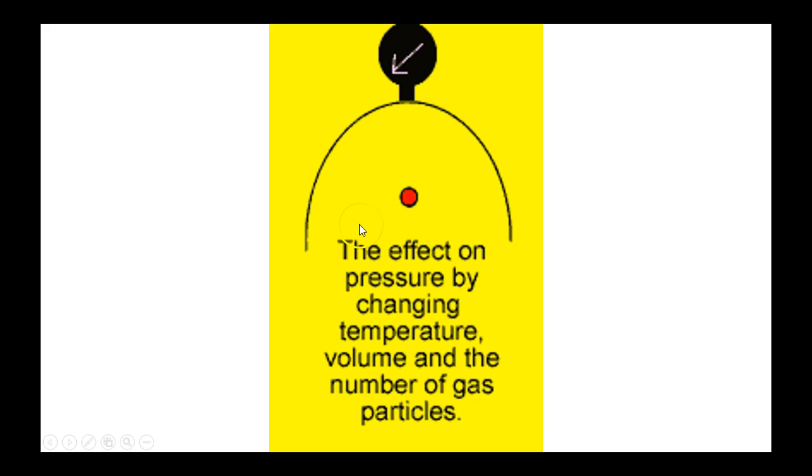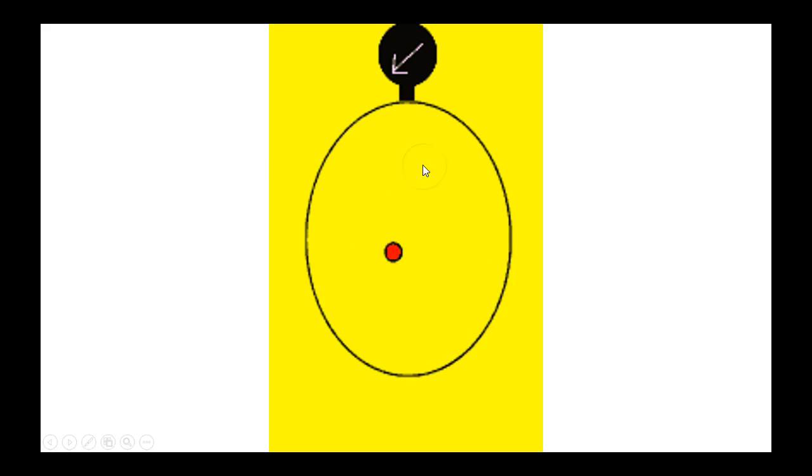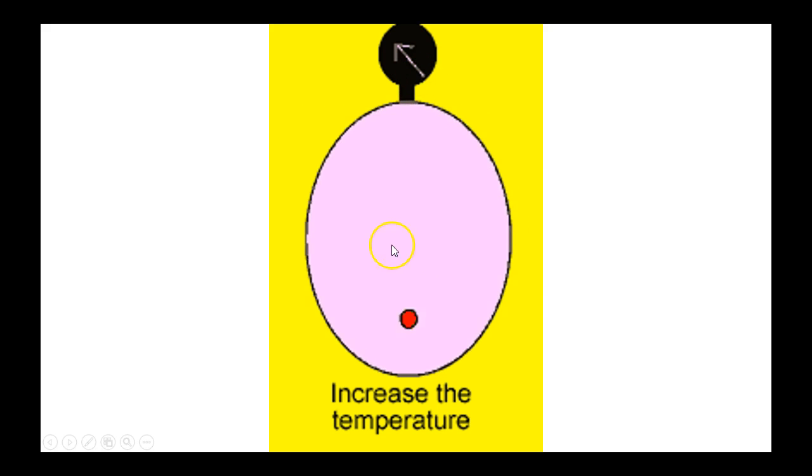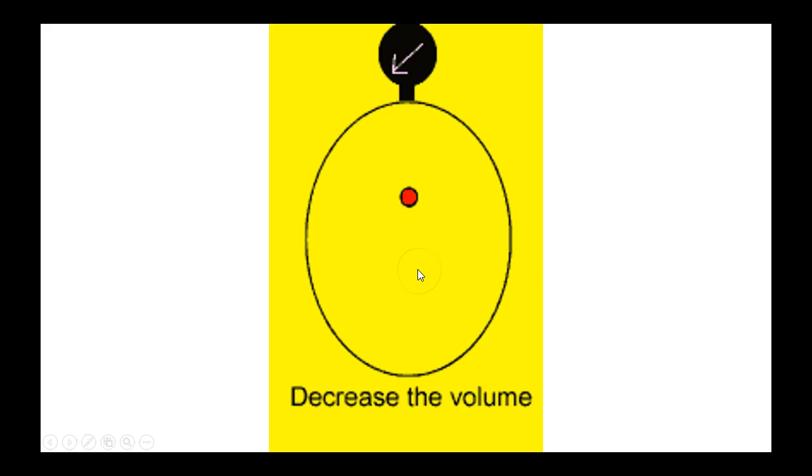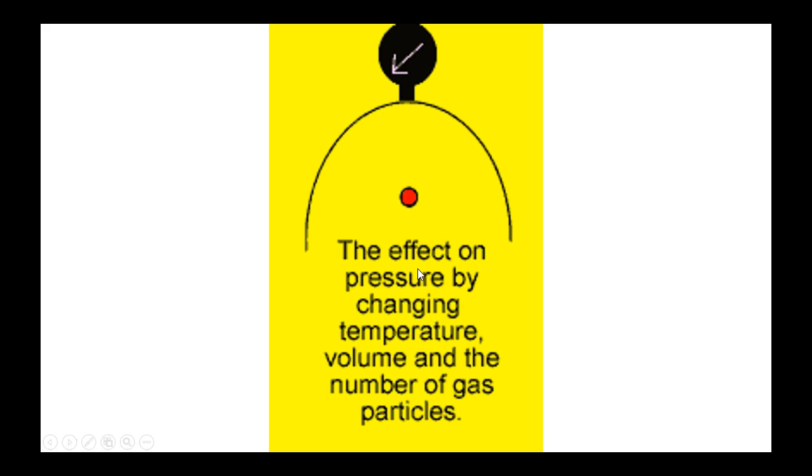Here we're going to look at the effect of pressure by changing temperature, volume, and number of gas particles. So here I have a particle hitting the different sides. Watch what happens when we increase the temperature. It's going to be moving faster, hitting the sides harder, and the pressure goes up. If you put more stuff in there, increase the number of particles, more collisions, higher pressure. If we decrease the volume, make it so that there's less space in there, you're going to have more collisions as well. All of those will increase the pressure.